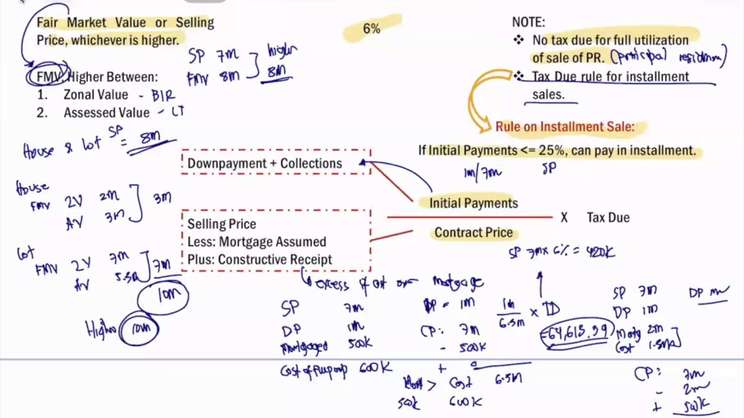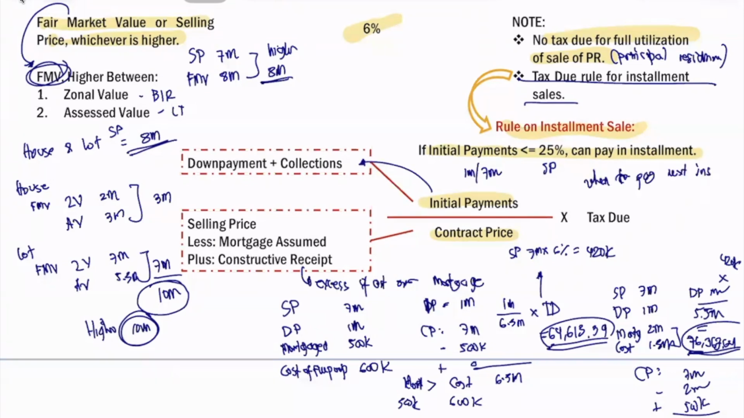So 1 million all over 5.5 million multiplied by the total tax due of 420, that will be our tax due. 1 million over 5.5 times 420, your installment payment now therefore is 76,363.64.